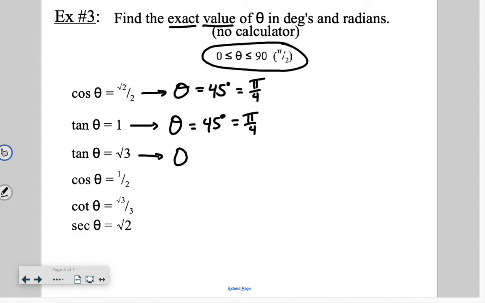Tangent of theta, square root of 3. 60? And hopefully, when you're doing your unit circle, I told you to write the tangents down as well. So hopefully you have those on your unit circle. It is 60 degrees, which is what, in terms of radians? Pi over 3 radians, yep. So a 60 degree angle has a tangent of square root of 3, at pi over 3.